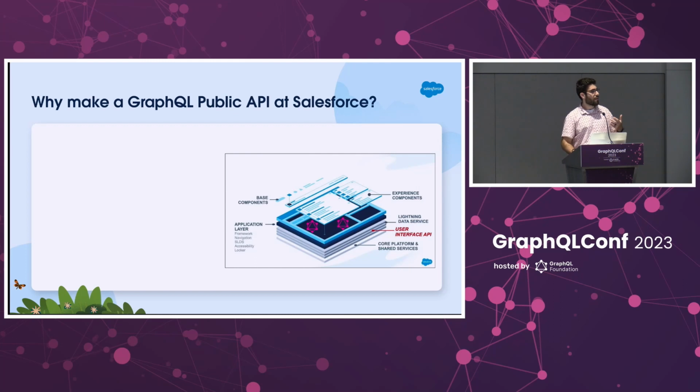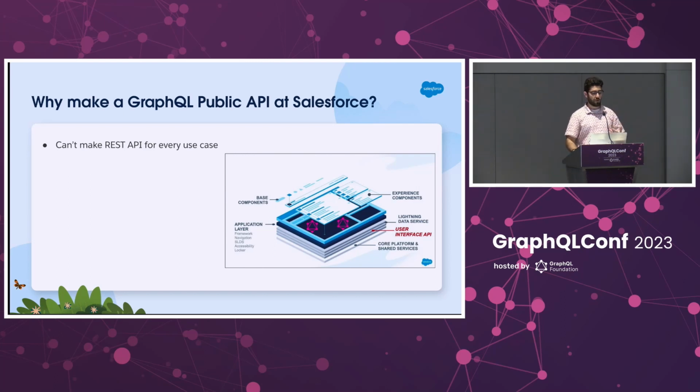So why make a GraphQL public API at Salesforce? One of the reasons is, although we have all these different traditional REST APIs, we can't make a REST API for every single use case. And when I first joined Salesforce, I was given a laundry list of requests from a certain customer that they wanted all these different specific bespoke REST APIs to be created for them. And that just isn't scalable.